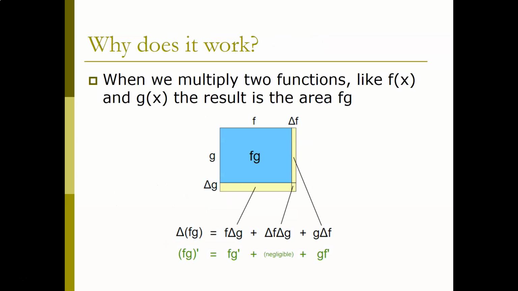Now, why does this work? Well, typically when we multiply two functions like f of x and g of x, the resulting area we get is this new broader area called fg, which is the reason why we get square units to start. Anyways, here's another way to look at the product rule.